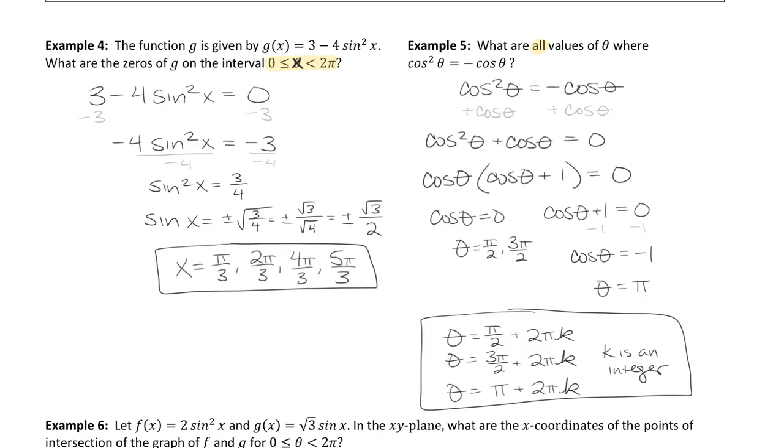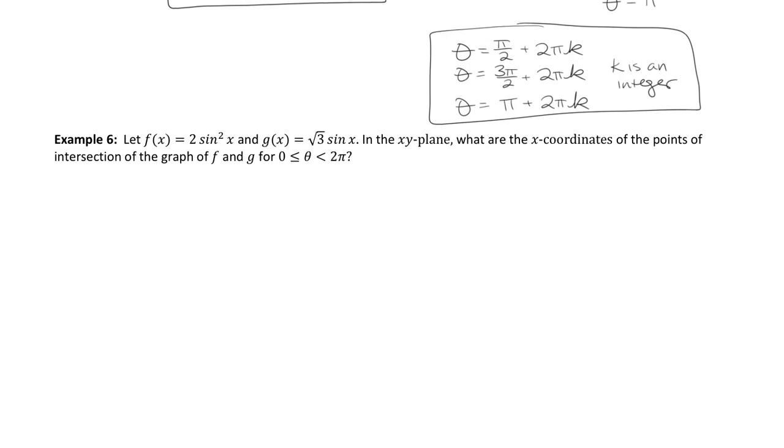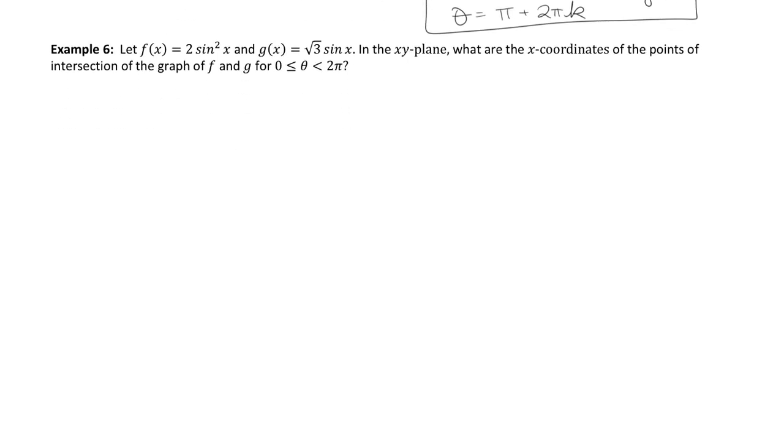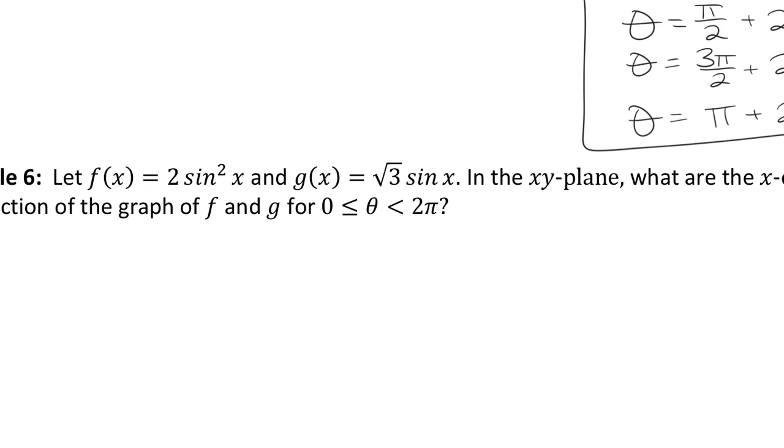Example number 6. Let f of x be equal to 2 sine squared of x and g of x be equal to square root 3 sine of x. In the xy plane, what are the x coordinates of the points of intersection of the graphs of f and g for 0 less than or equal to x, again that should say x and not theta, that's just a typo, between 0 and 2 pi.